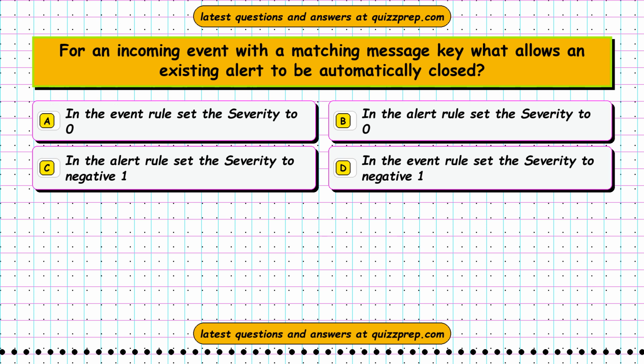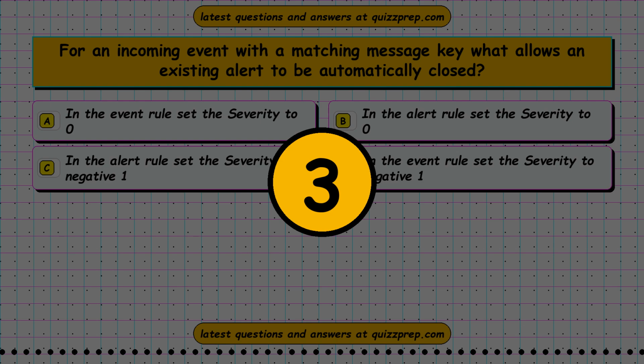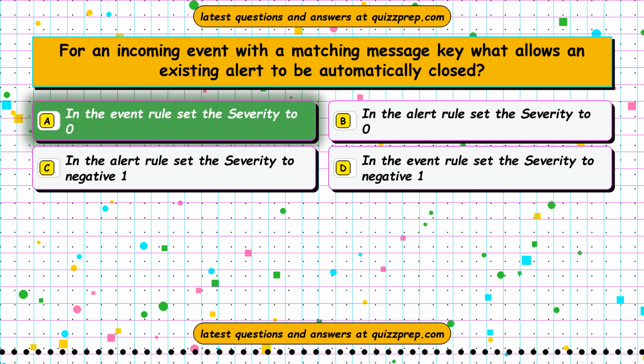Question 14. For an incoming event with a matching message key, what allows an existing alert to be automatically closed? Option A. In the event rule, set the severity to 0. Option B. In the alert rule, set the severity to 0. Option C. In the alert rule, set the severity to -1. Option D. In the event rule, set the severity to -1. The correct answer is option A. In the event rule, set the severity to 0.